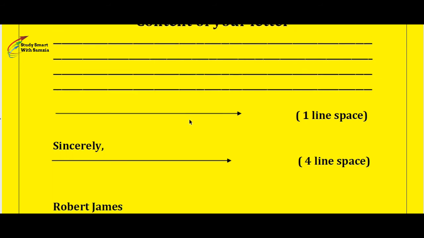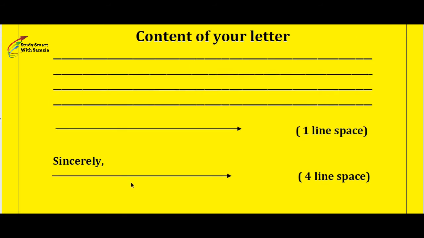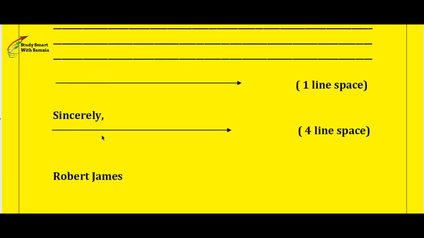Now after the content of the letter, after all the necessary information, we'll again give 1-line spacing, and after that you will use sincerely, or you can use the word faithfully, obediently and so on. But sincerely is a word which can be used anywhere: to the principal, to the teacher, to the CEO, in offices, mailings, or to office bosses. After sincerely, you will give a 4-line space. A proper 4-line gap should be there, whether you are writing on paper or writing a letter in an email or whatever.